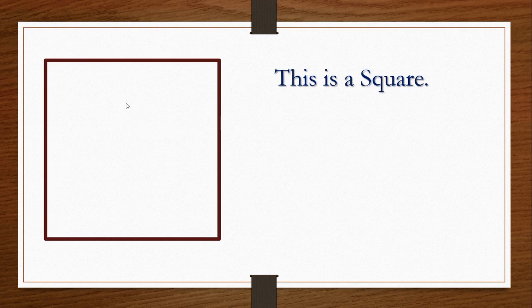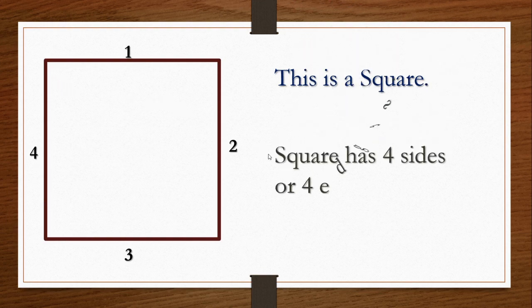Come on, tell me how many sides are there for the square. We'll count. 1, 2, 3 and this is 4. Isn't it? Means square has 4 sides or 4 edges. Isn't it? Like that of rectangle. Correct? Okay. Now we will take out this.